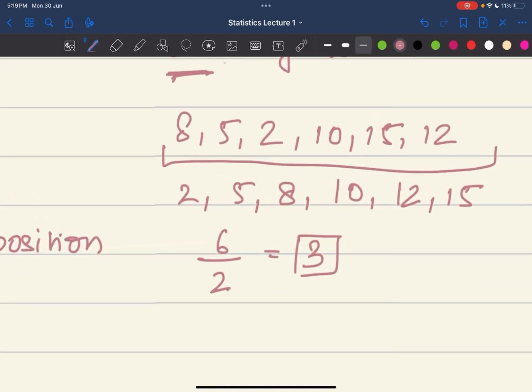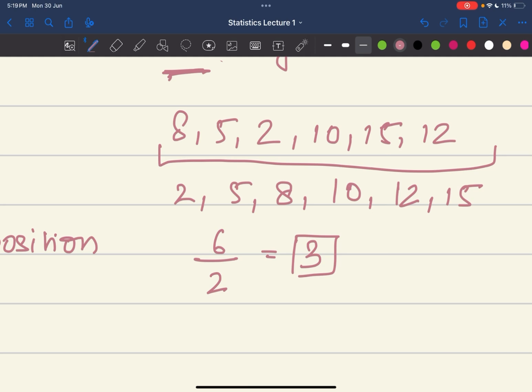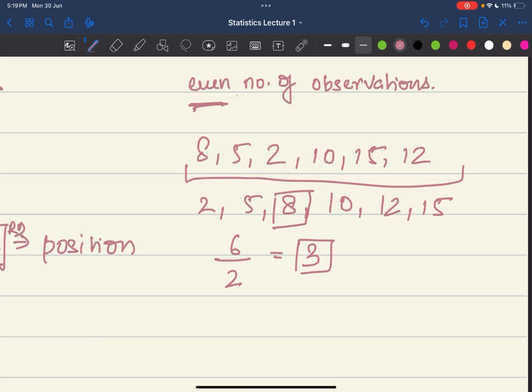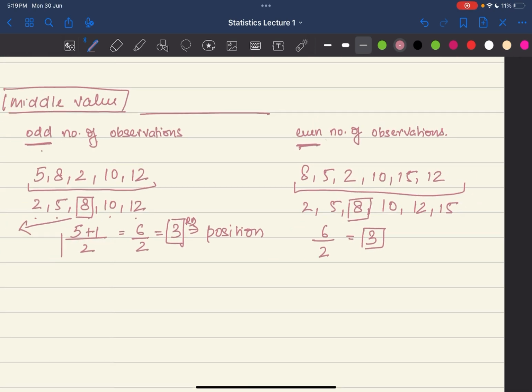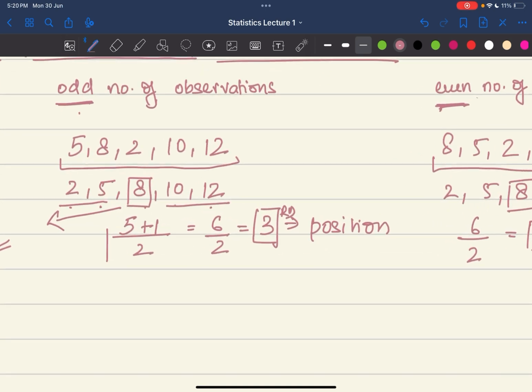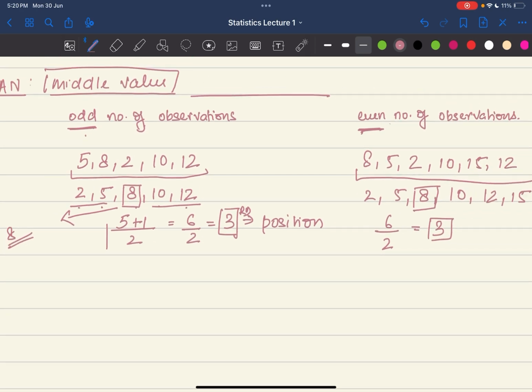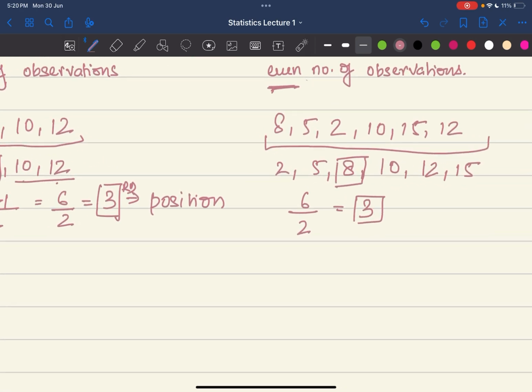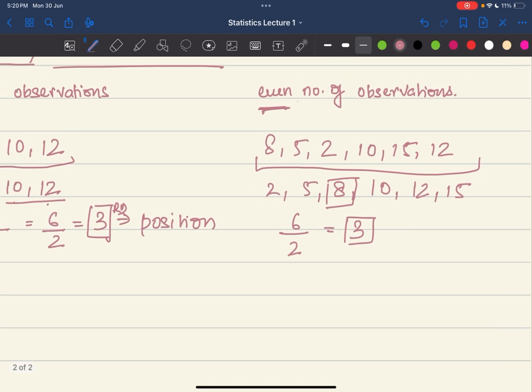Now if you look at the data set closely, we have 8 in the third position, just like the previous situation, but look at the difference. We have two numbers before 8 and two numbers after 8 in the odd number of observations. Okay, so that indicates that 8 is the exact center or the middle value of the data set. But here, if you look at the even number of observations, you can see that we have two data points before 8 and 3 data points after 8. This indicates that 8 is not the middle value of this data set.